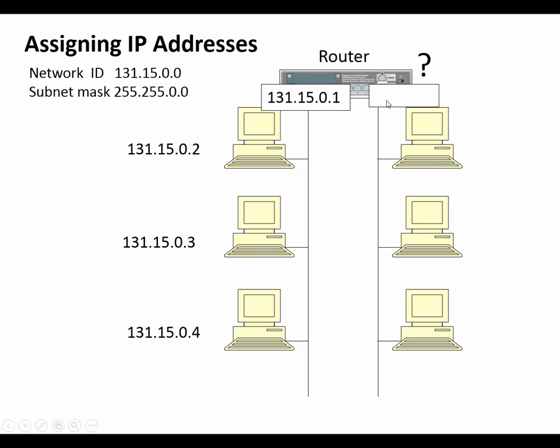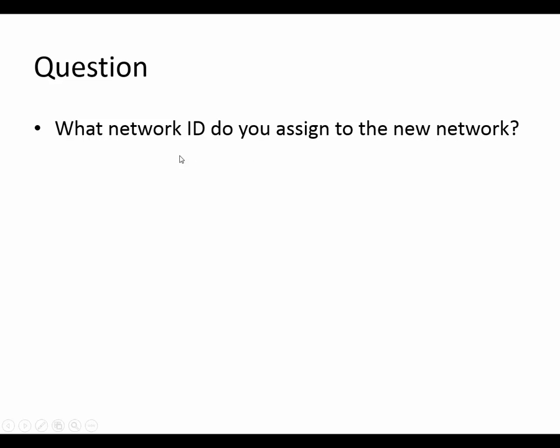Well, how about 131.14? Can't use that. It's being used by Building A. How about 131.16? Can't use that. It's being used by Building C. So the question is, what network ID do we assign to the new network?